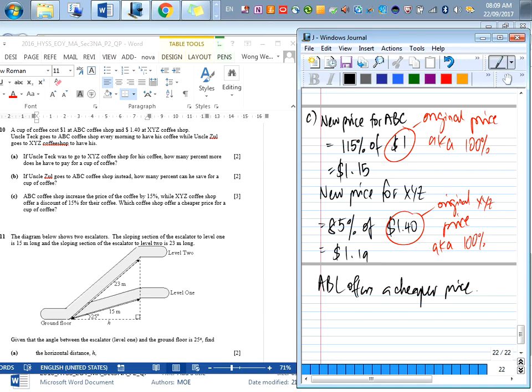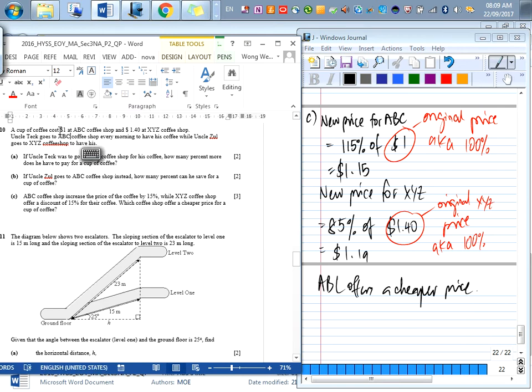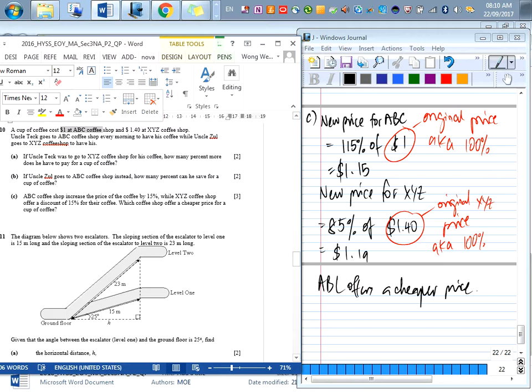What was the original price for ABC? $1. That's the original price in your question. See over here? A cup of coffee costs $1 at ABC. So the new price increased by 15%. It's 115% of $1. 115% is actually 115 divided by 100, because I can always convert a percentage to a fraction. The word 'of' over here is the same as multiply. We learned that in primary school.